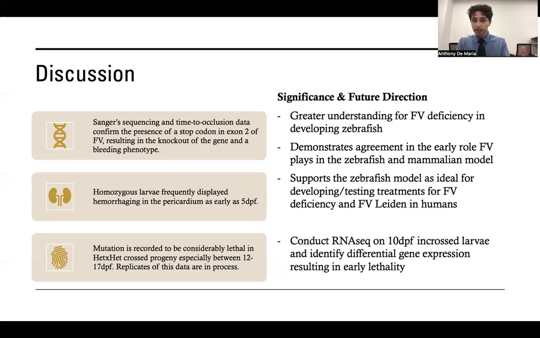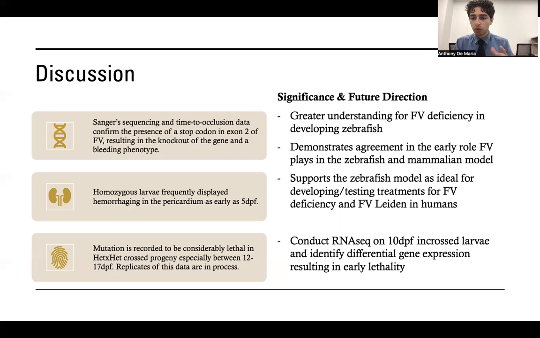So what's the significance of this project, and what's the future direction? The significance is bringing greater understanding to factor V deficiency in developing zebrafish. There are very little studies which use the zebrafish model for factor V studies. There's only one other paper. So this will definitely bring more understanding to the early effects of factor V deficiency in zebrafish.